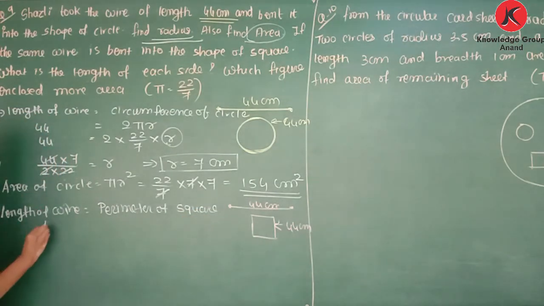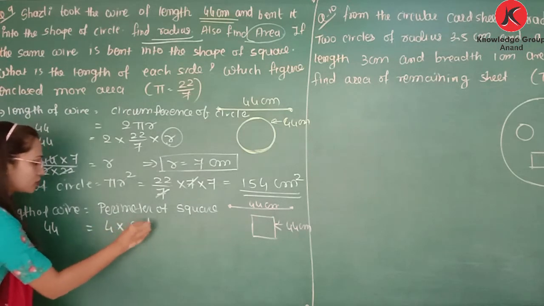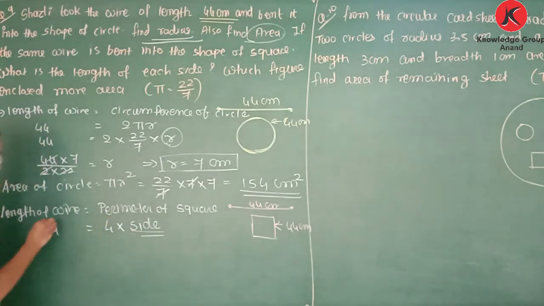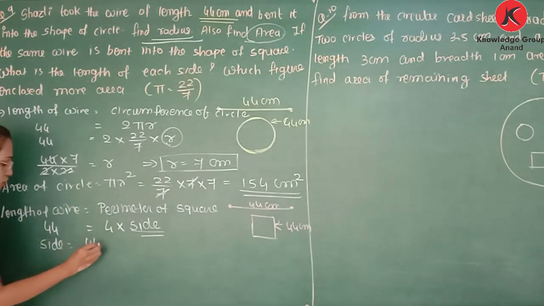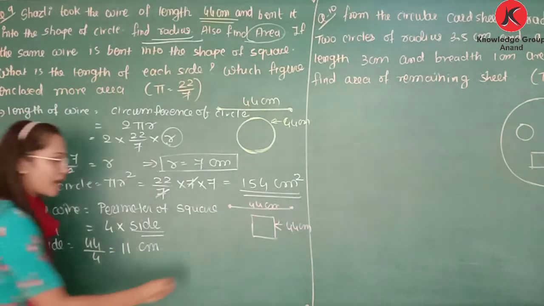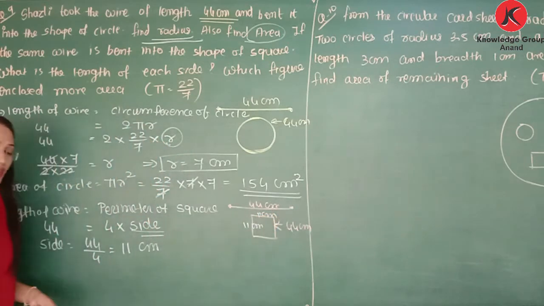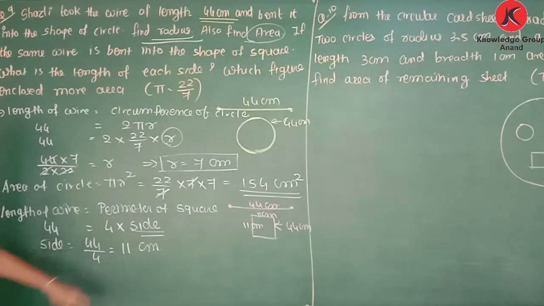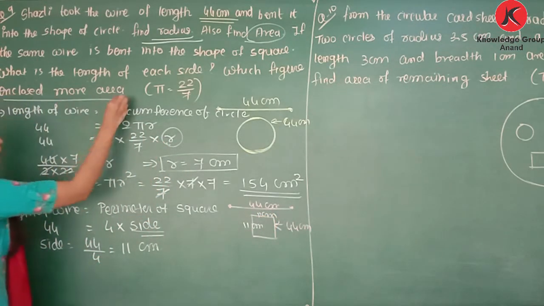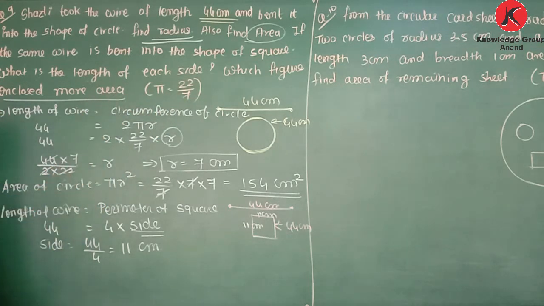Now length of wire is 44. What is the equation for a perimeter of square? That is 4 multiply side. So to find side we take 4 and divide. So side will be 44 divided by 4, that is 11 centimeter. So side of this square is 11 centimeter. Now if we have a value of a side, then we can find the area of a square because we need to compare which encloses more area.